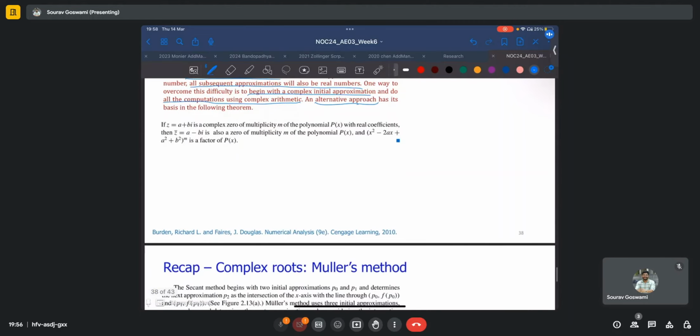An alternative approach is based on the following theorem. If z equals a plus bi is a complex zero of multiplicity m of the polynomial P(x) with real coefficients, then its conjugate z bar, a minus bi, is also a zero of multiplicity m of the polynomial P(x), and additionally (x squared minus 2ax plus a squared plus b squared) to the power m is a factor of P(x).